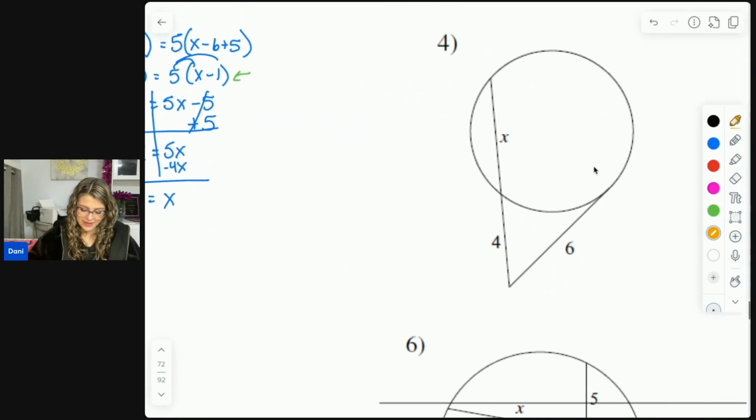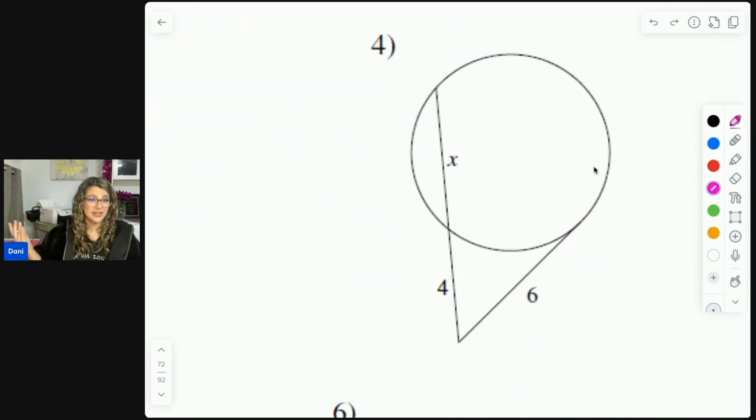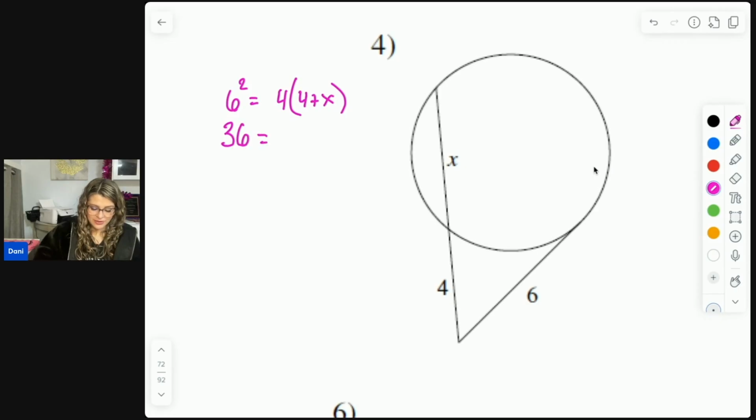All right, we have a tangent and a secant line. So I like to start with my tangent line, which is 6 squared. And the reason it's 6 squared is because it's the outside times the whole. Well, the whole and the outside are the same with the tangent line. So that's the 6 squared. And then for that secant, we have 4, the outside part, times the length of the entire thing, 4 plus x. And now just a little bit of algebra.